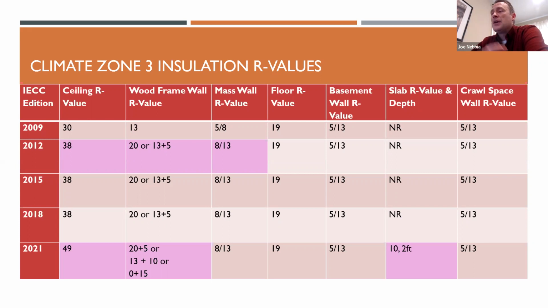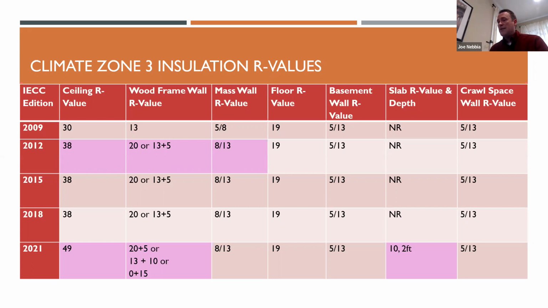I'm going to talk a little bit as we look at these about what these different measurements mean. So for the ceiling R value, that's an amount of insulation. That's pretty easy. And in 2021, we're at an R49 in climate zone 3. So that's a change in stringency. For wood framed wall R value, there's a 20 plus 5, a 13 plus 10, or a 0 plus 15 option. So even though all of these are in the prescriptive tables, there's still some options as far as what you can do if you're going to use these tables.